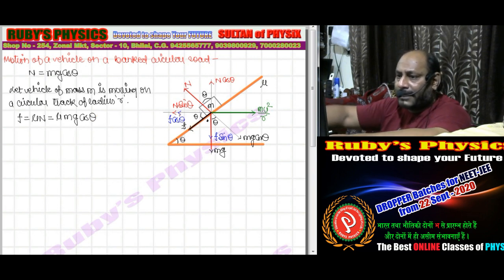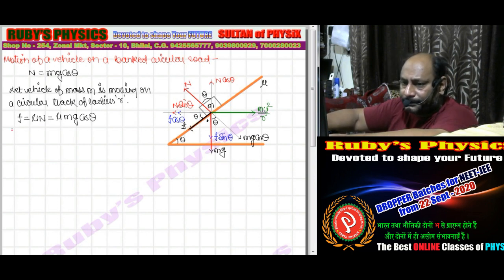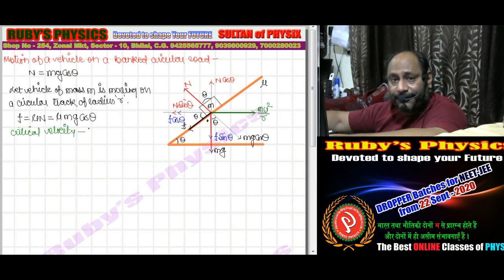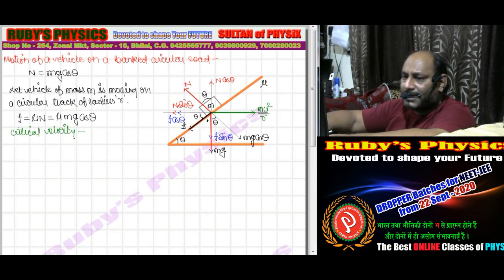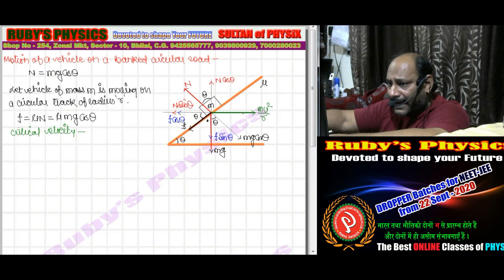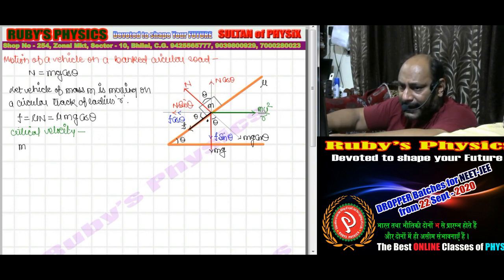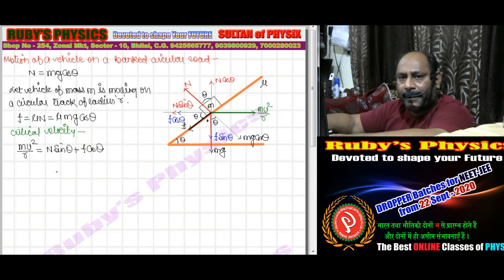Clear? Now let us balance the forces. Our aim here is to obtain the critical velocity with which the vehicle can cross the banked road safely. And for this, for horizontal balance, can I write, if you are seeing the diagram, mv square by r is towards the right and it is balanced by N sin theta plus F cos theta. Is it?